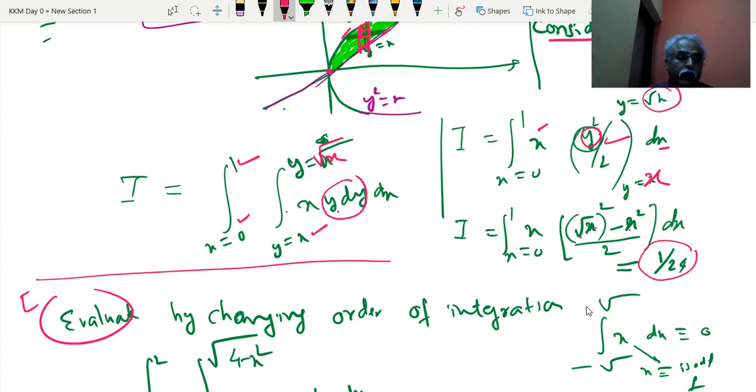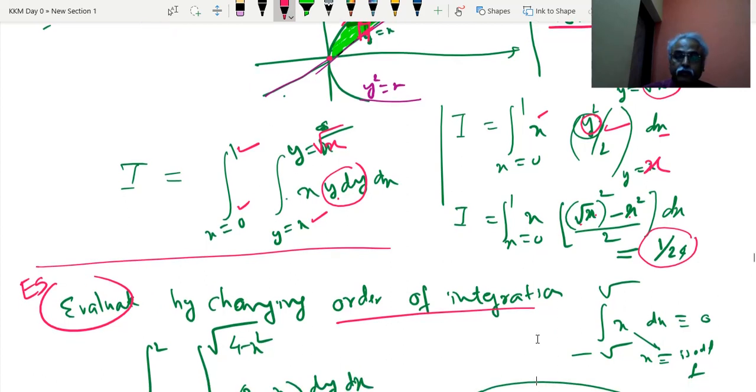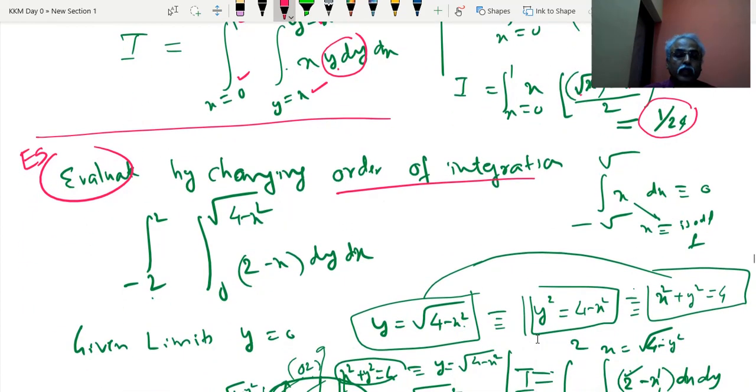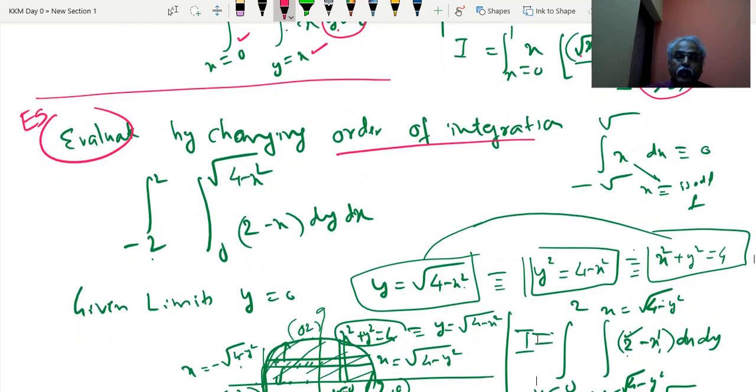Next example, evaluate by changing the order of integration. So what is given? Let us see. Now this is given. If it is x, we should think that it is a limit of y. So y equal to 0 to y equal to 4 minus square root of 4 minus x square. But the upper limit, squaring this and transferring minus x square to this side, this is a circle. So this is between y equal to 0, the x axis, and the circle.